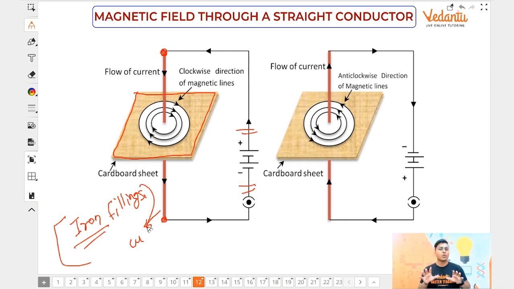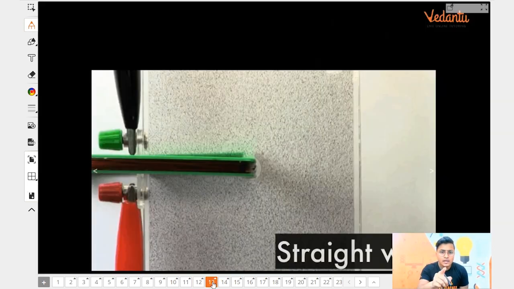We just want to know, if I have a straight conductor, what does the magnetic field look like for that conductor when current passes through it? Because Oersted already said very clearly that when current passes, a magnetic field is generated. So let's try to understand what it looks like. When this experiment is performed, we see something like this.